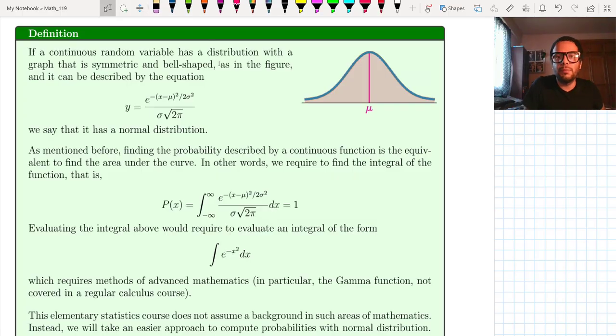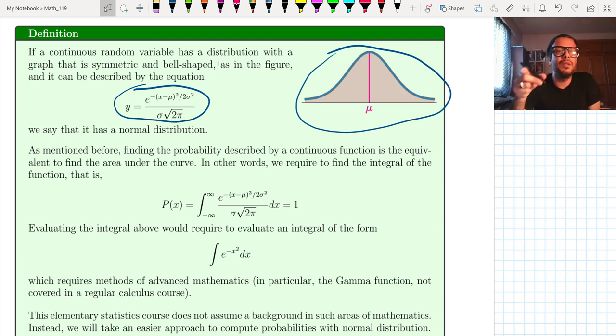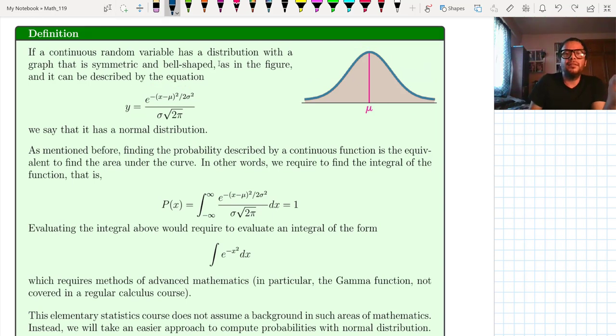Under which curve? Well, this bell curve that we have here is given by this function: y equals e to the negative (x minus mu) squared divided by 2 sigma squared, the whole thing divided by sigma times the square root of 2 pi. Well, that looks kind of big. Let's describe the parameters. So the parameters are sigma, which is the standard deviation, and mu, which is the mean of the data.